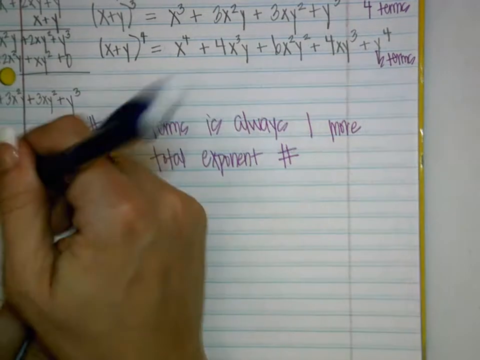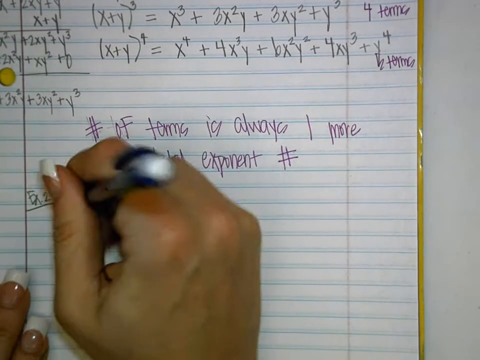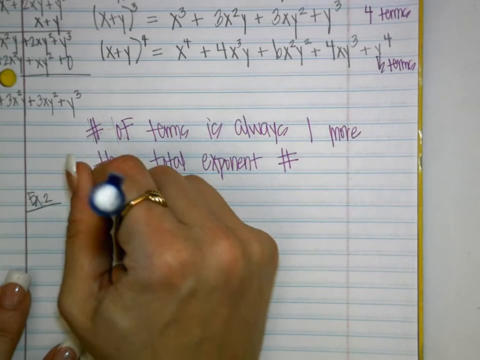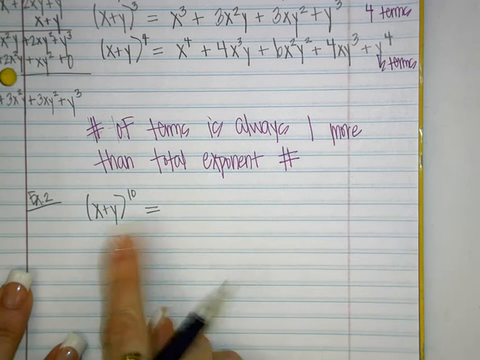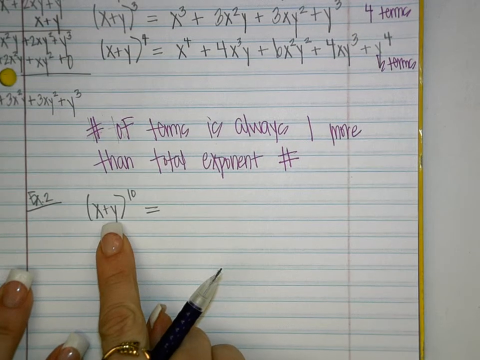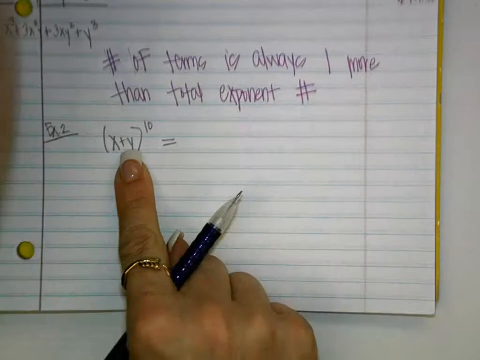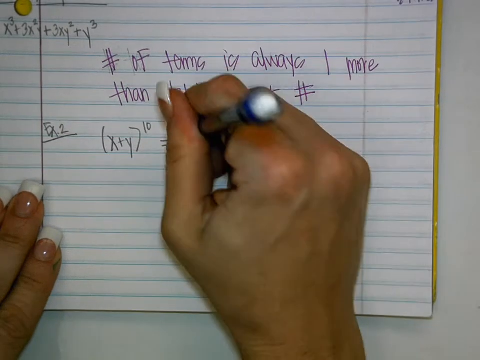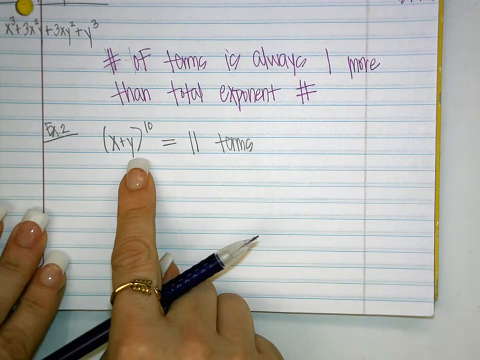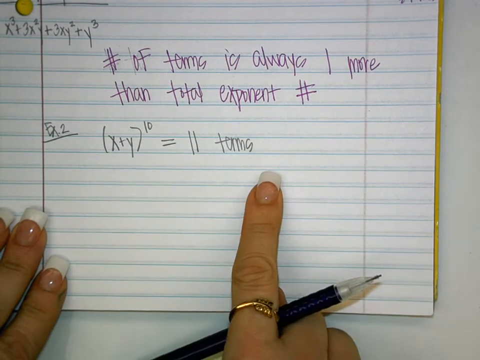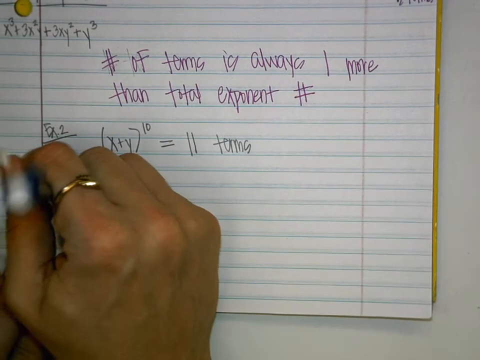Okay, so for example 2, some of your questions are just going to be this simple. If I gave you x plus y to the 10th power, how many terms would this binomial expansion have? 11 terms. So simply being able to know whatever your total exponent number is, you add 1 to that, that's the number of terms.